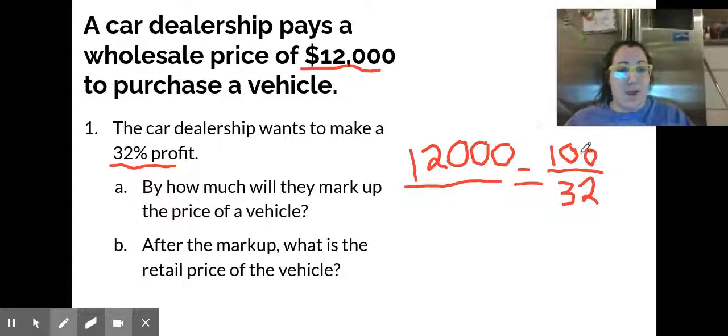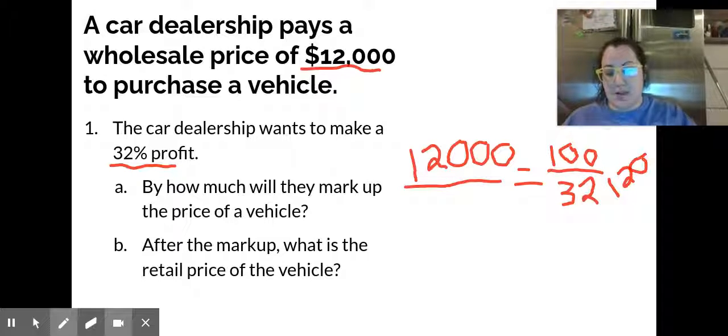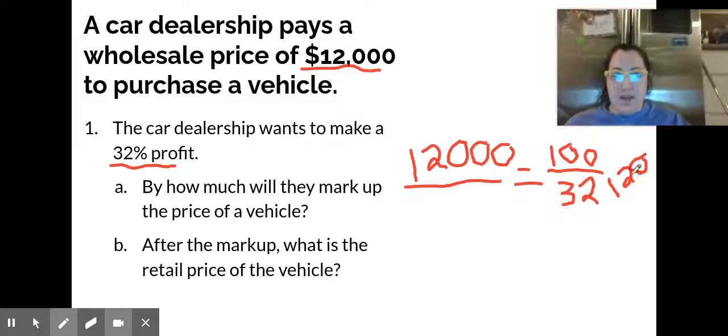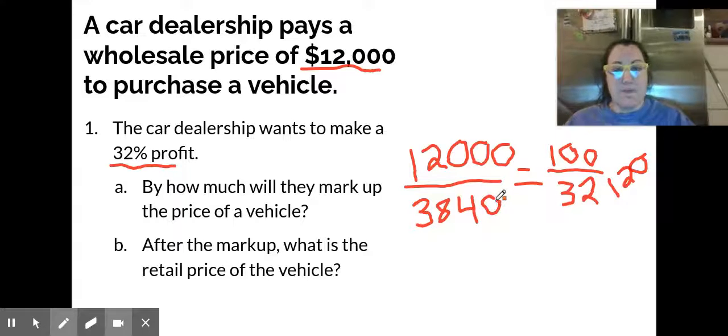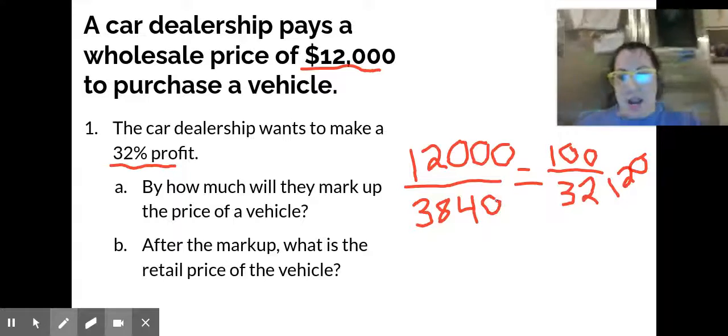12,000 divided by 100 is 120. And now we're going to take 120 and multiply it by 32. So 120 times 32. And you should get $3,840. So they're going to mark it up by that much, okay? So now we know how much they're going to mark it up by.